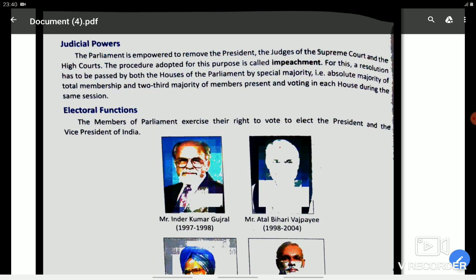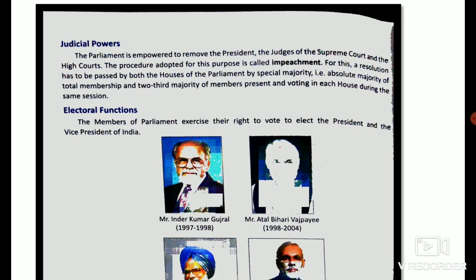The last power and function of the Union Parliament is electoral functions, where the members of Parliament participate in the voting procedure to elect the President and the Vice President of India, because they are the members of the Electoral College, and actually the President is appointed indirectly by the Electoral College. And who are the members of this Electoral College? Lok Sabha members, Rajya Sabha members, and also state assemblies of all the states.